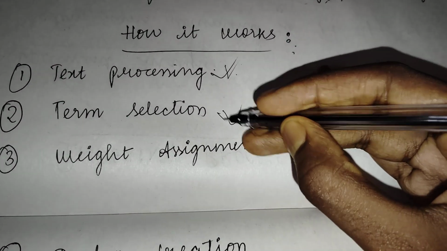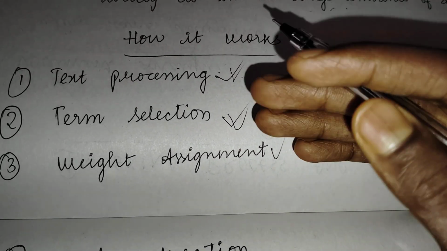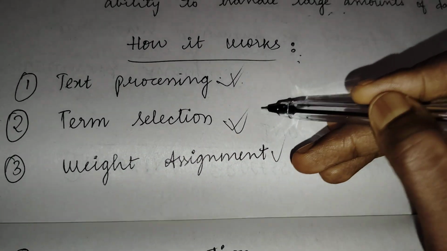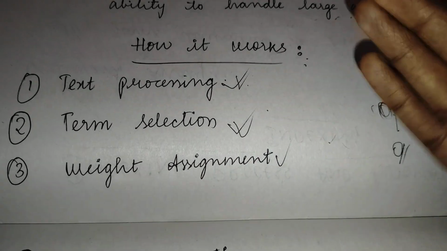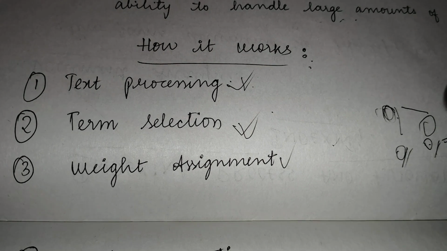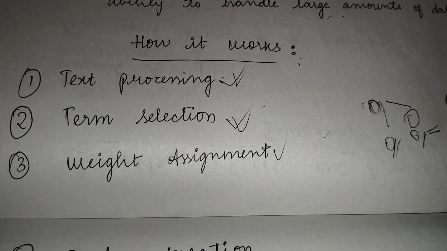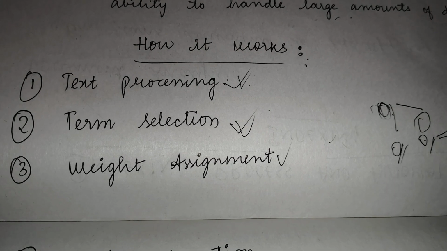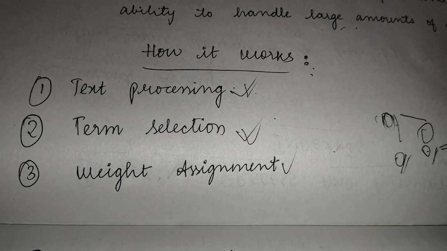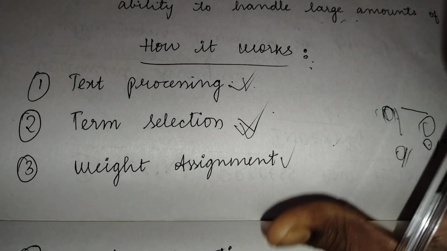The next one is term selection. If I'm going too fast, you can just reduce the speed and watch it again. When it comes to term selection, the algorithm selects significant terms from the document. This selection might be based on factors such as term frequency, or how often that term appears in the document, or inverse document frequency, how unique a term is across a collection of documents. That is nothing but term selection, how we are using it.